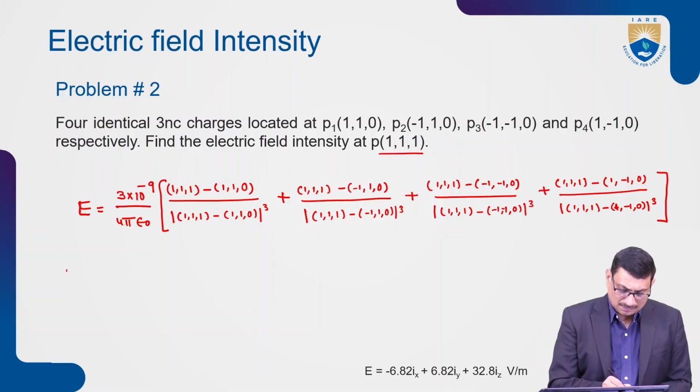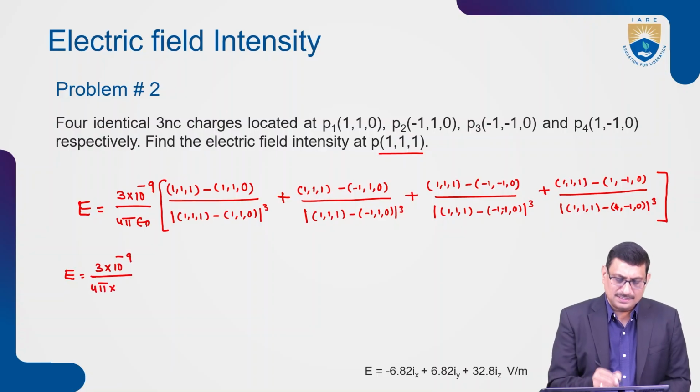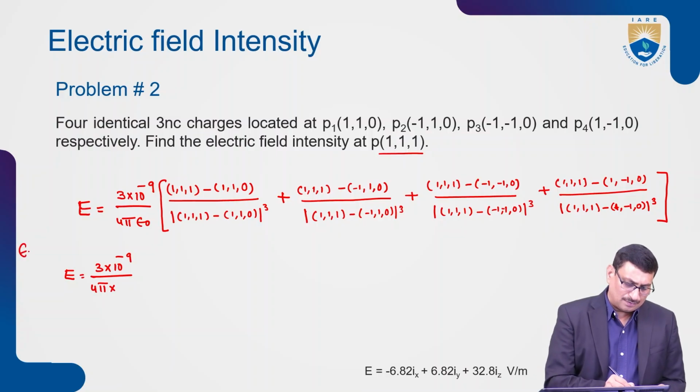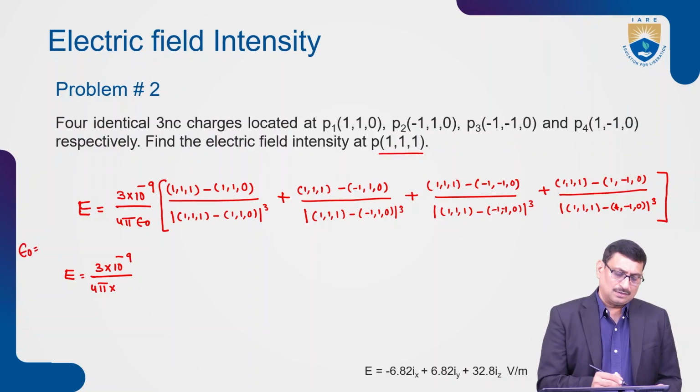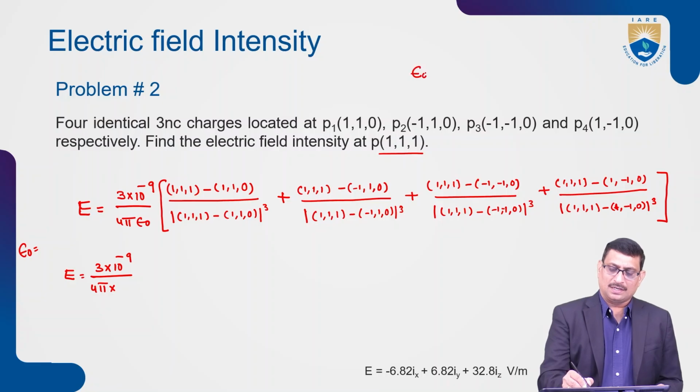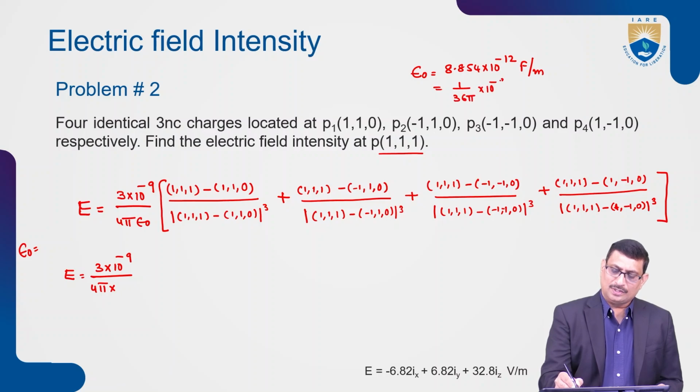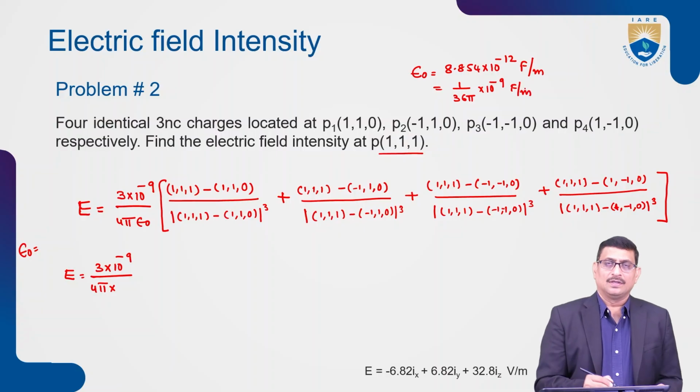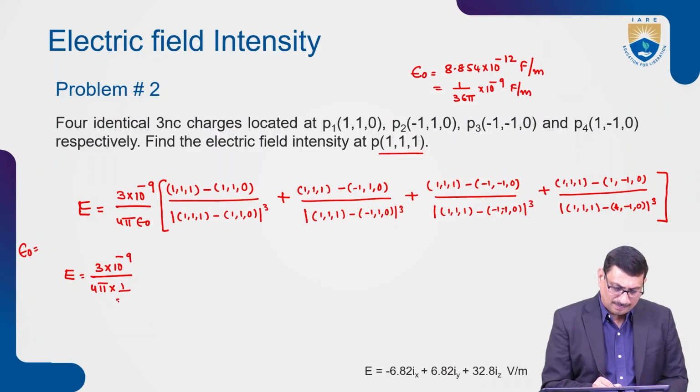So therefore, I will start to calculate here E equal to 3 into 10 power minus 9 divided by 4 pi into epsilon naught. For easy simplification, we can write the epsilon naught value in two ways. One, epsilon naught is 8.854 into 10 power minus 12 farad per meter. Or for easier calculations, it can also be written as 1 divided by 36 pi into 10 power minus 9 farad per meter.